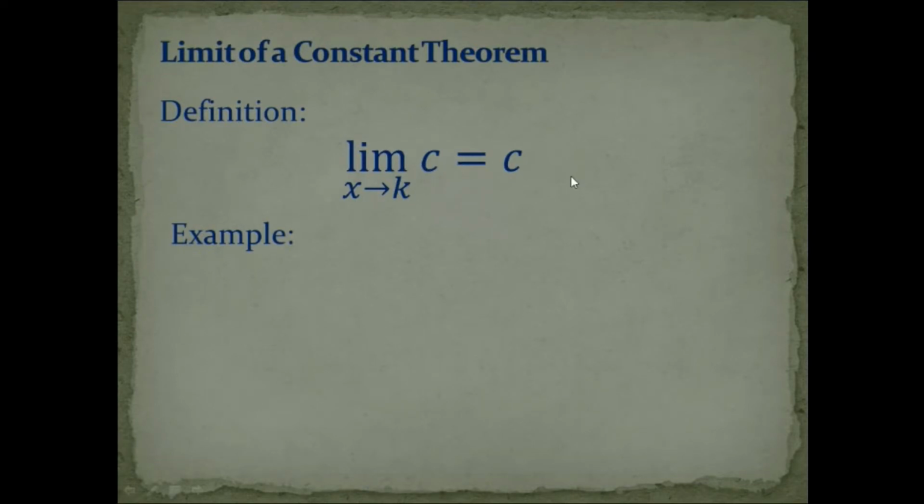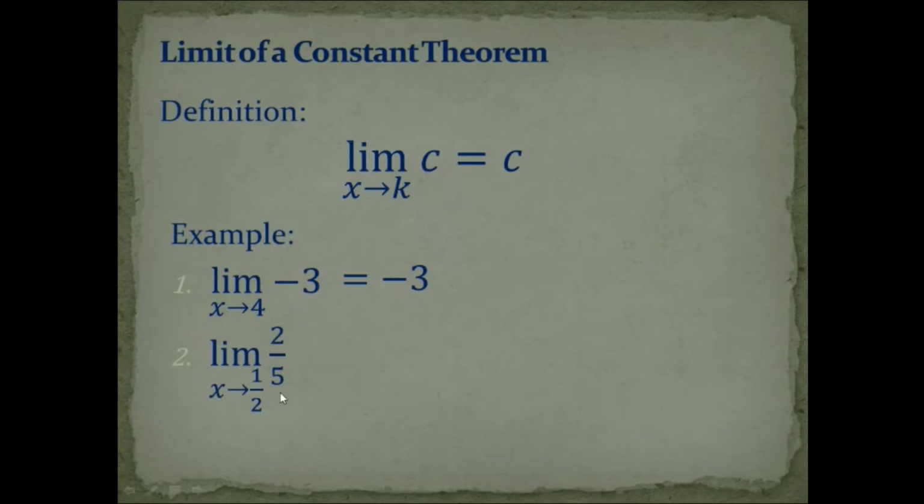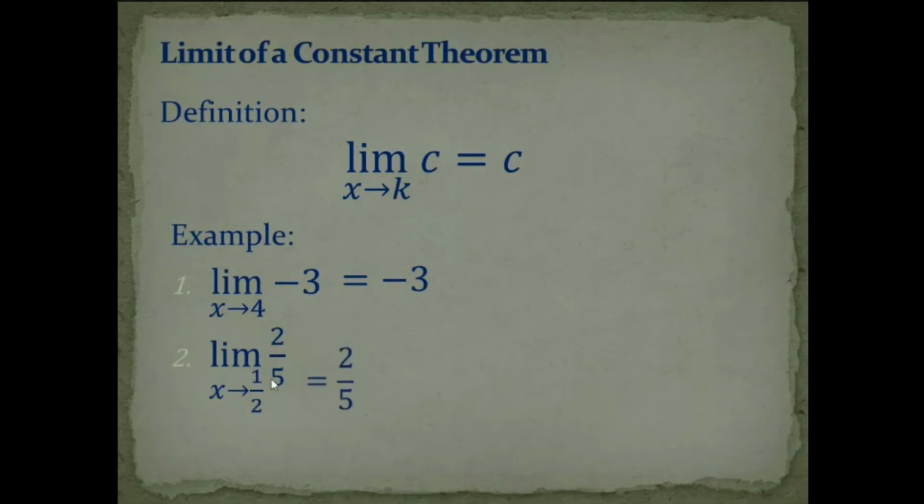Halimbawa, sabi dito, limit of negative 3 as x approaches 4. Remember that negative 3 is constant. Therefore, yun yung kanyang limit, negative 3. Number 2, find the limit ng 2 over 5 as x approaches 1/2. Limit niya is 2/5. Next, pangatlo, limit of pi as x approaches 3. Since pi is constant, that's the limit.